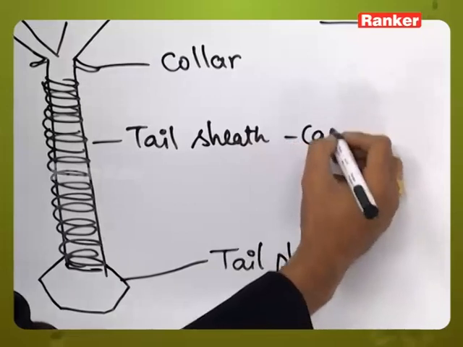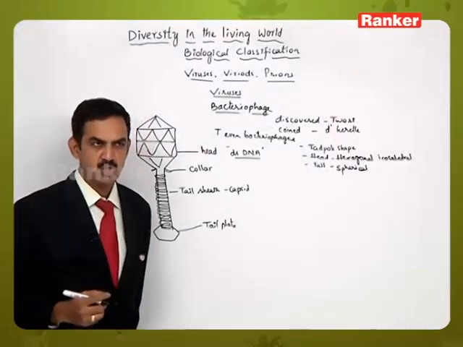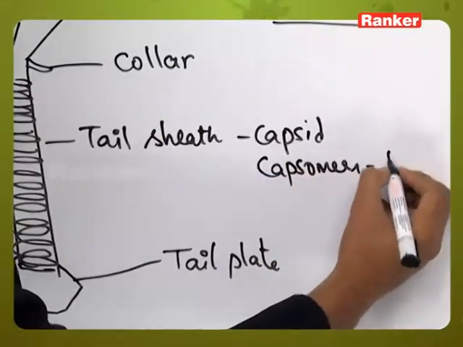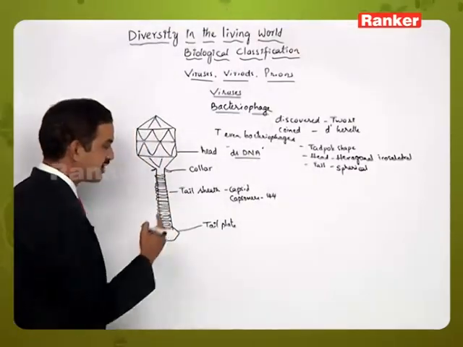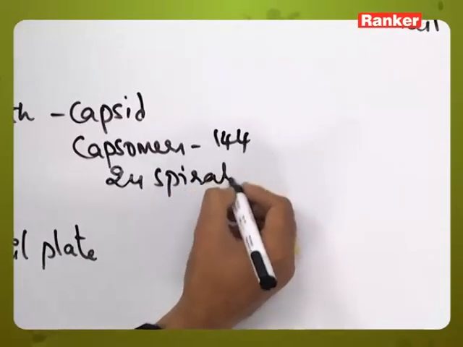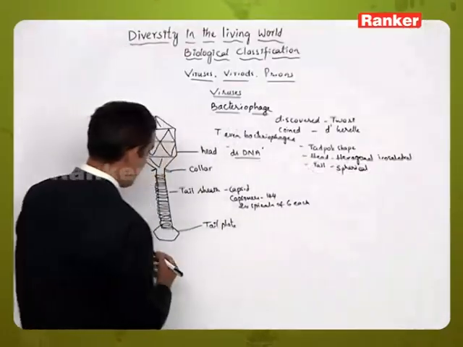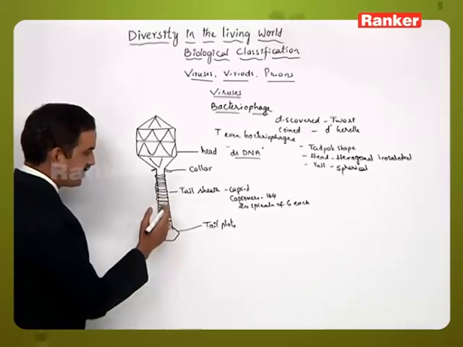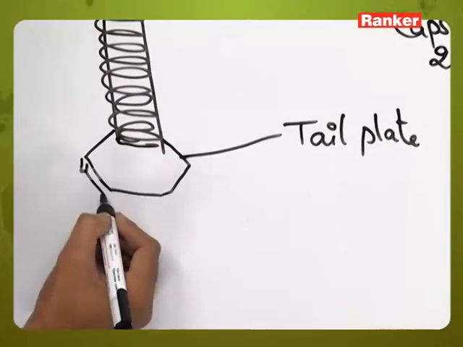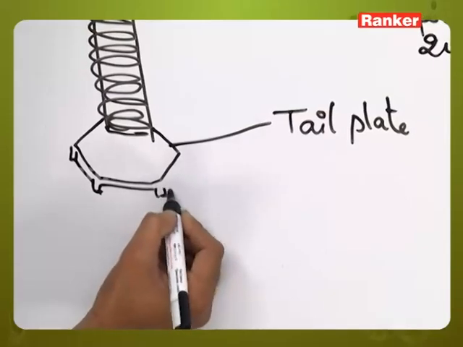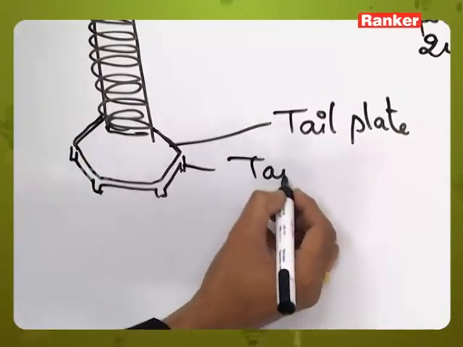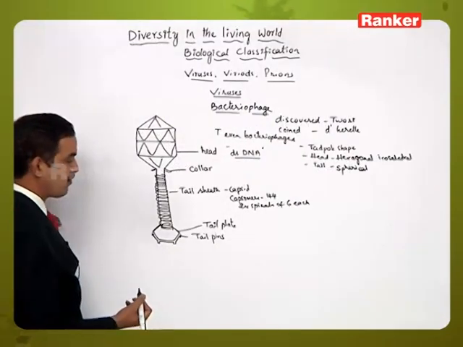This tail sheath is made up of capsid, and this capsid is made up of subunits called capsomers. Here there are 144 capsomers, arranged in 24 circles of 6 each, or 24 spirals of 6 each. In the middle of this tail the central core is empty, and the hexagonal tail plate contains pin like structures at each corner. So a total of 6 tail pins are present, one at each corner.